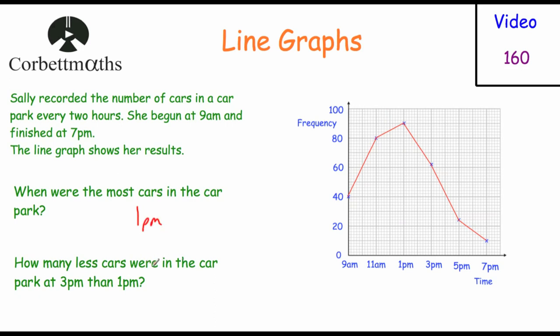The next question said, how many fewer cars were in the car park at 3 p.m. than 1 p.m.? So if we look at 1 p.m., well, we know there's 90 cars then. And if we look at 3 p.m., we're just above the 60. Let's see what we're going up in here. So we've got 10 squares, and that's 20 cars. So 20 divided by 10 is 2. So we're going up in 2s. So we've got 60, 62. So if we do 90 take away 62, that would tell us how many fewer cars were in the car park at 3 o'clock than 1 o'clock. And that would be 28.